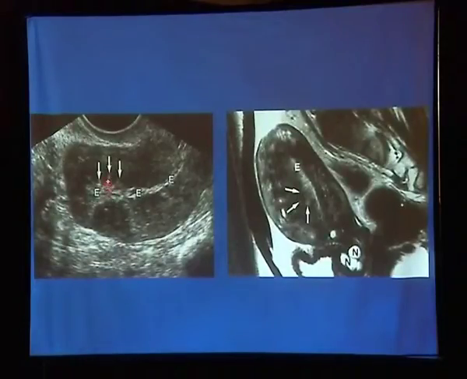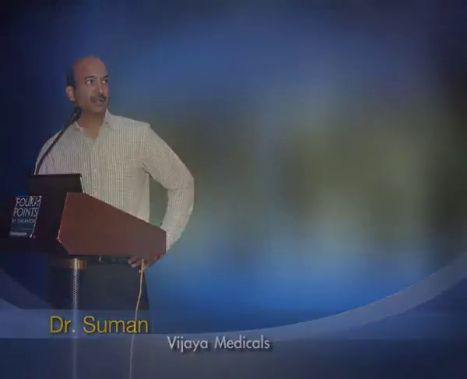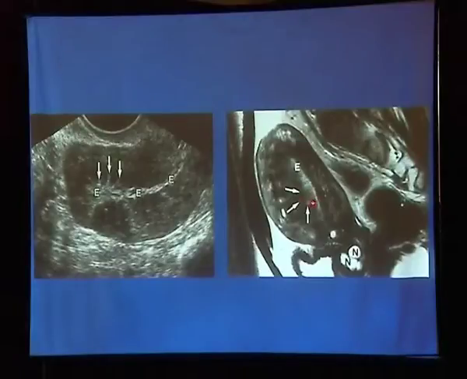And these are the striations which we sometimes see going into the junctional zone from the endometrial surface. These are characteristic of adenomyosis, and on the MRI you can also see an indistinct outline as compared to the other side. This border is indistinct, and you can see these small striations going inside.